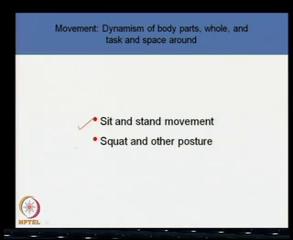Now, another thing is squat and other postures. There are many activities involving squatting and so on. For squatting, as we mentioned in earlier classes, some body supportive devices should be provided, and also some freedom of movement, meaning the situation should be made in such a way that a person can choose his posture and perform the task.